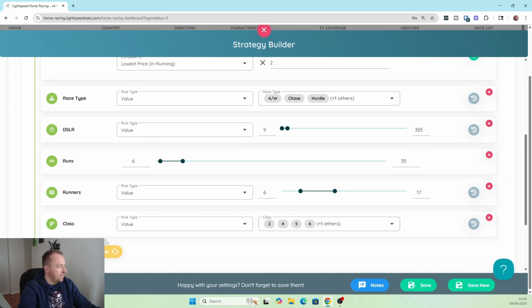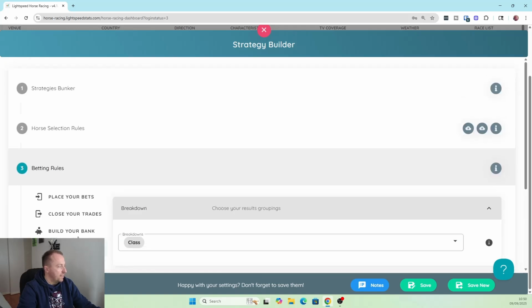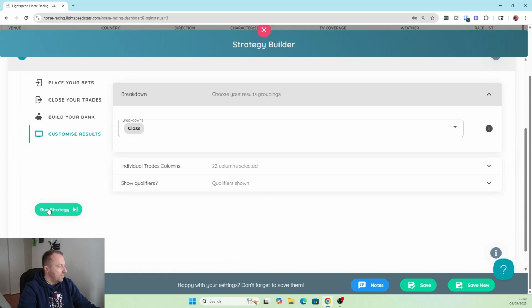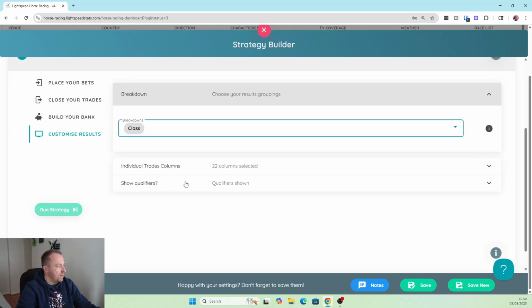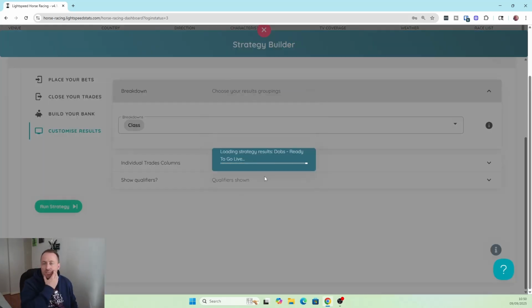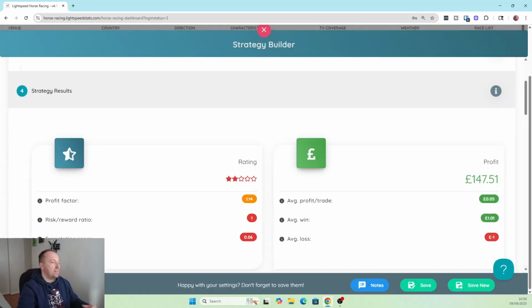So you can see those have been saved in there. Click next, and then we've got the same thing again. We don't necessarily need class in here, but we'll just keep it in anyway. Obviously, it's going to remove the classes that we're not testing. So yeah, this is essentially the strategy. This is what you could do as well to improve a strategy. And look how much the profit's gone up just from that one little tweak.